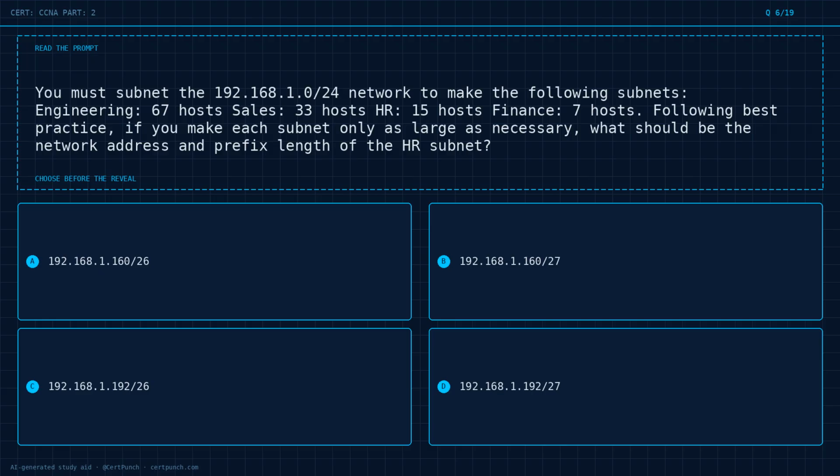Option A, the IP range shown on screen. Option B, the IP range shown on screen. Option C, the IP range shown on screen. Option D, the IP range shown on screen.